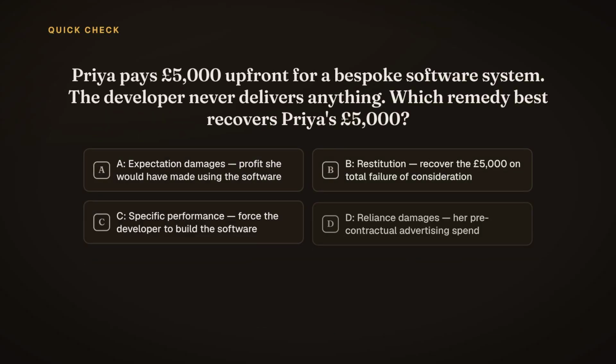Here is a scenario. Priya pays £5,000 upfront for a bespoke software system. The developer never delivers a single line of code. Which remedy best recovers Priya's £5,000? Option A, expectation damages for the profit she would have made using the software. Option B, restitution, recovering the £5,000 on a total failure of consideration. Option C, specific performance, forcing the developer to build the software. Option D, reliance damages for her pre-contractual advertising spend.